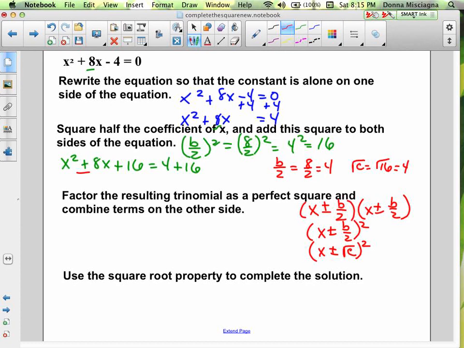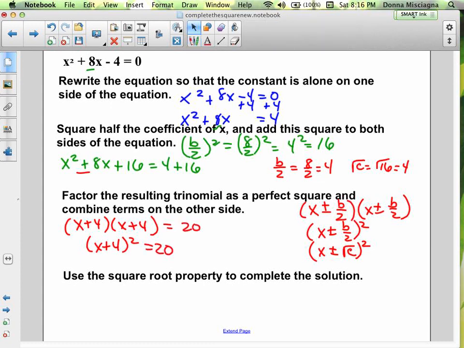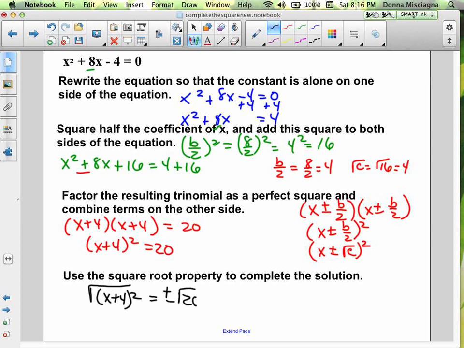All right, so we're going to factor the resulting trinomial. x squared plus 8x plus 16 is going to be x plus 4 times x plus 4, or x plus 4 squared. On the other side, 4 plus 16 is 20. Now we're going to use the square root property because we have something squared equals a number. We take the square root of both sides. Don't forget plus or minus on the constant side. The square and square root cancel for the x plus 4 squared, so that's now x plus 4.